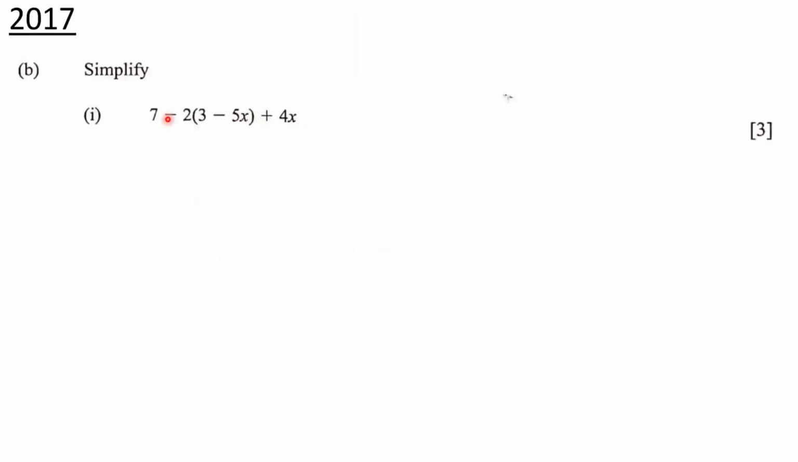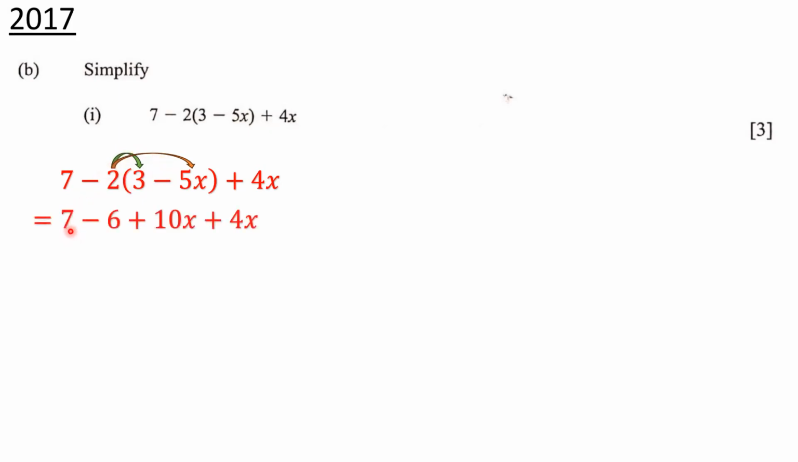We have 7 minus 2, open bracket, 3 minus 5x, close bracket, plus 4x. What we're going to do here is distribute the 2 across the terms in this parentheses. I should say we distribute the negative 2. So we have negative 2 multiplied by 3, which is going to be negative 6 that is, and negative 2 multiplied by negative 5.